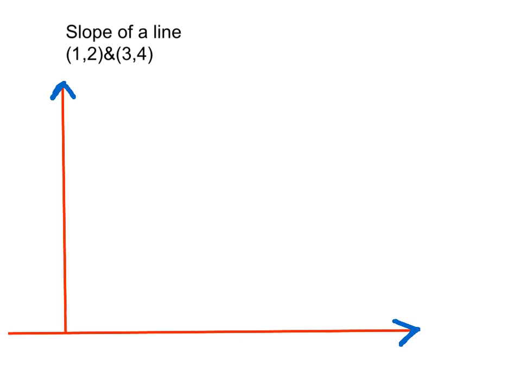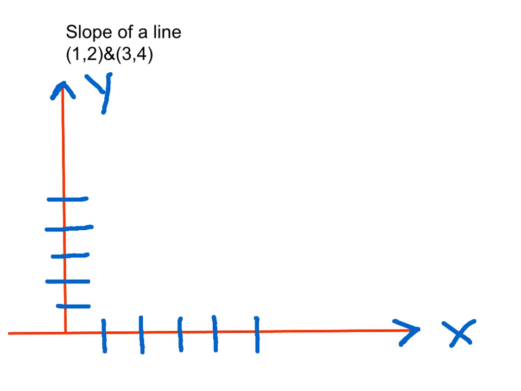I'm going to plot these ordered pairs of points on the graph. So I'm going to give you equal intervals across the X and the Y axes, and I'll label it X, Y.